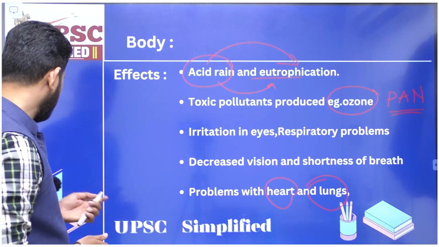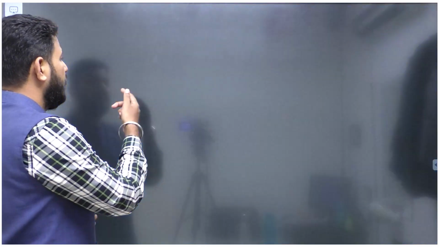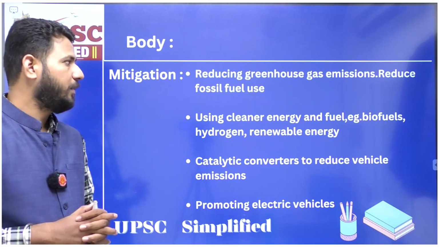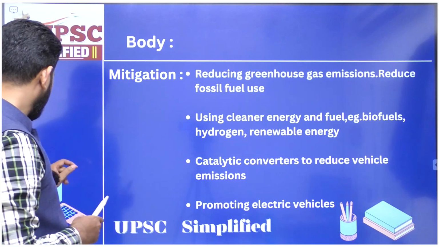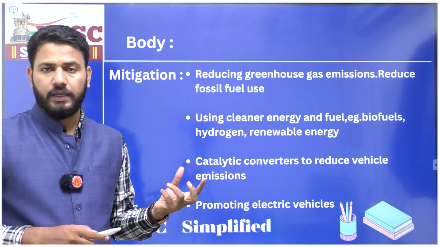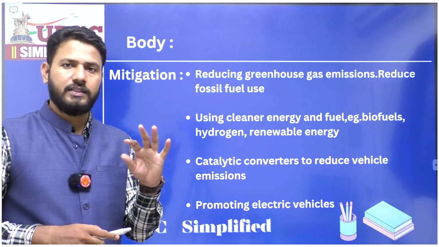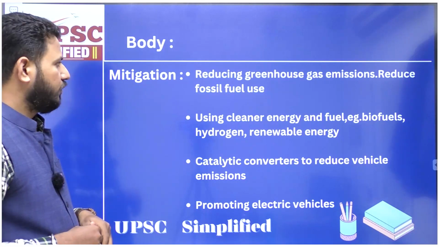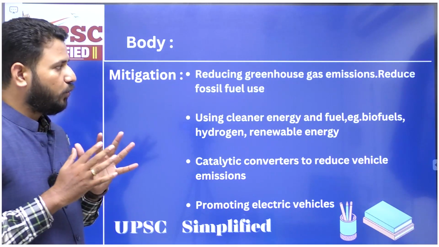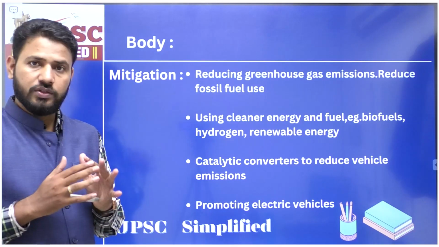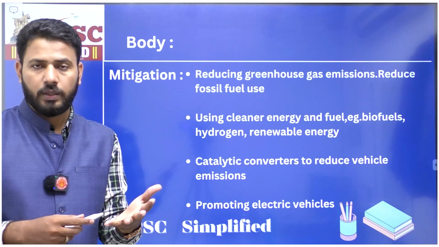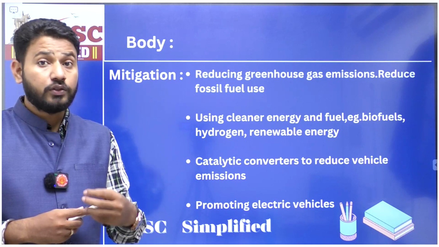Now, moving ahead, the third part of the body is how do you mitigate this problem. So what are the mitigation measures? This is again, see, it goes on and on. But here you will have to again prioritize and just write 3 points or at the most 4 points. Now, the first and the most important is you need to reduce emissions of greenhouse gases, because that is the root cause of formation of photochemical smog. And it is also anthropogenic.